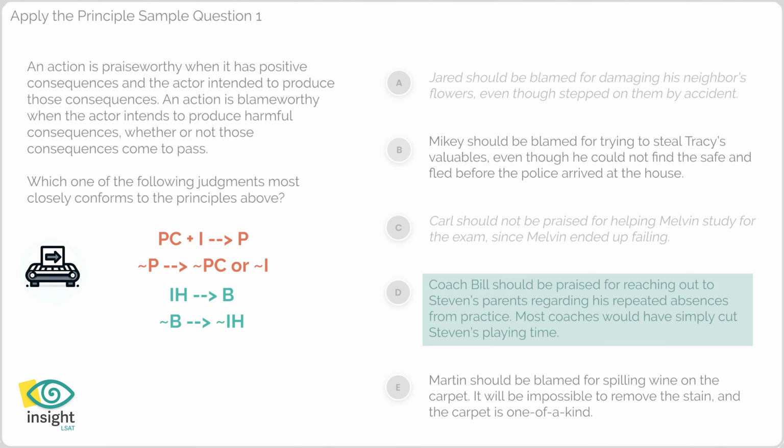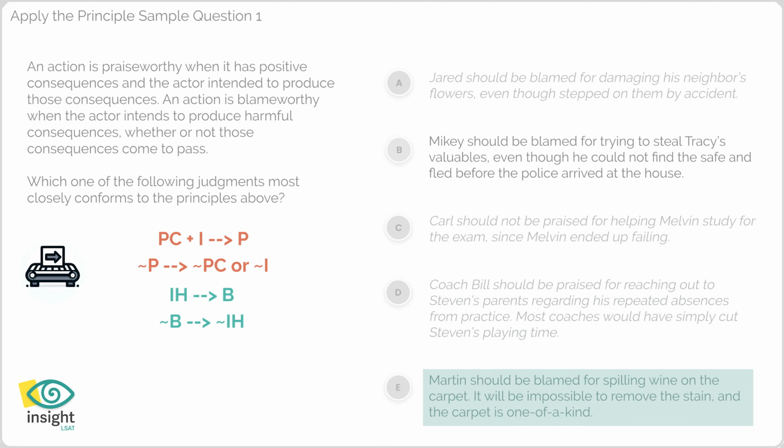Coach Bill should be praised for reaching out to Steven's parents regarding his repeated absences from practice. Most coaches would have simply cut Steven's playing time. Okay, so this is the first set of if-thens, and I guess this one here in particular. To get praiseworthiness, we need positive consequences that were intended. Those are the two inputs. But I don't see any positive consequences here at all, let alone mention of whether or not they were intended. This one is out too.